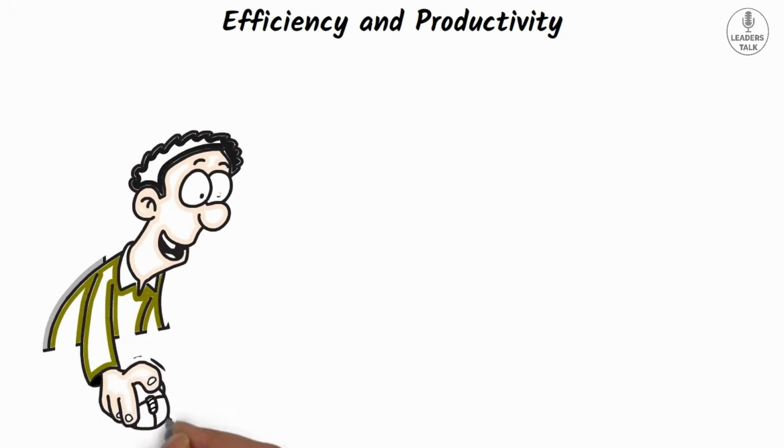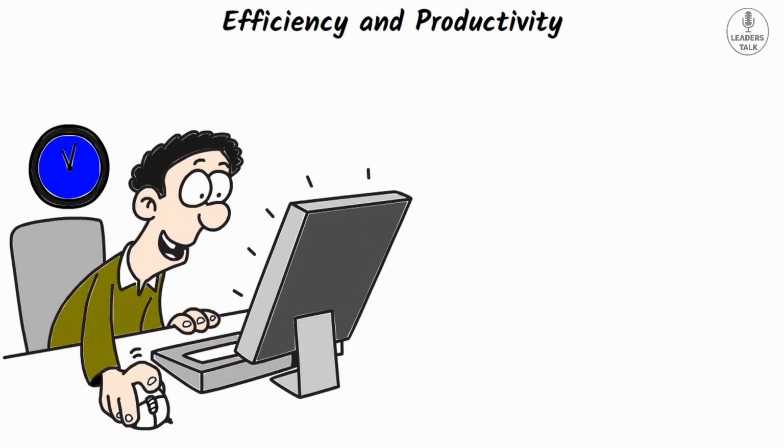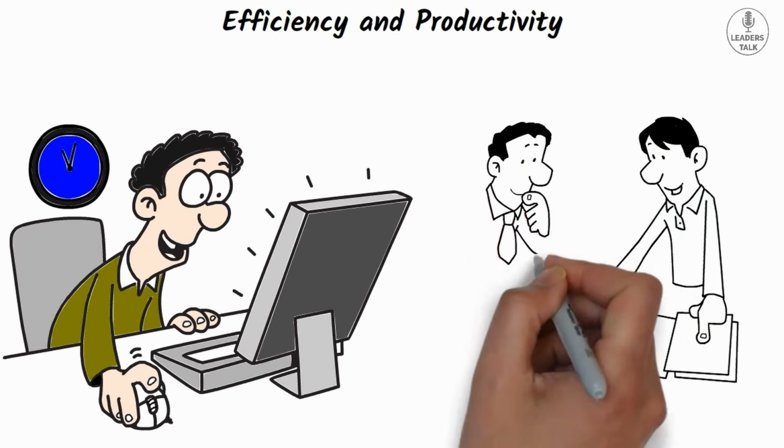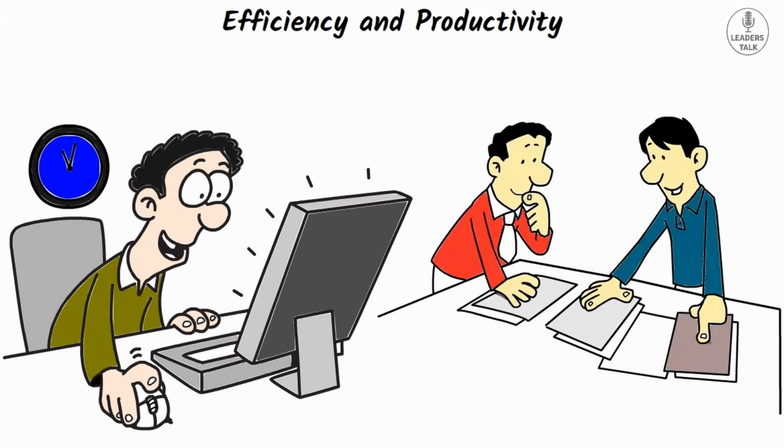Efficiency and productivity. CRM automation streamlines processes, eliminates manual tasks, and reduces human errors. This increases efficiency, saves time, and enables employees to focus on more strategic activities, resulting in improved productivity and business performance.